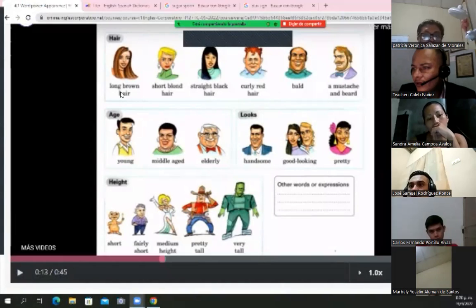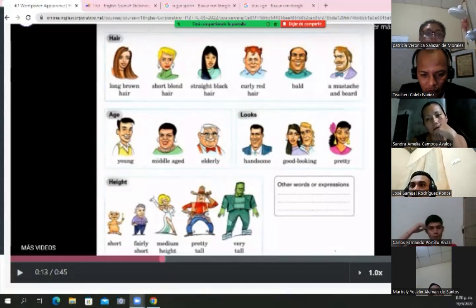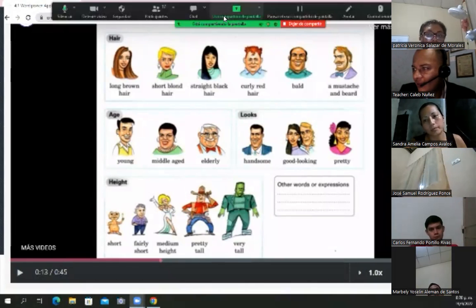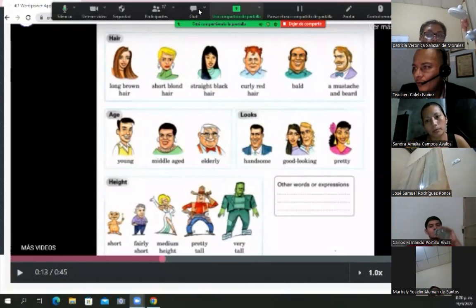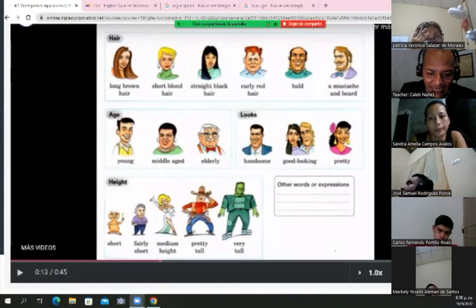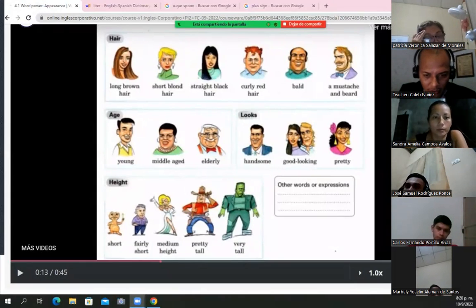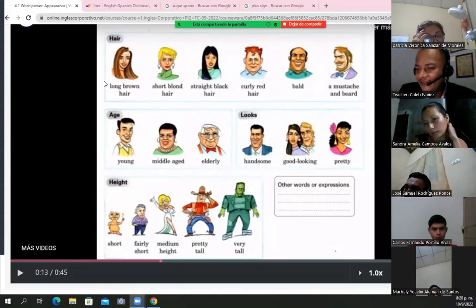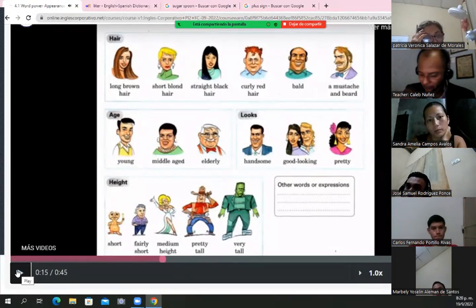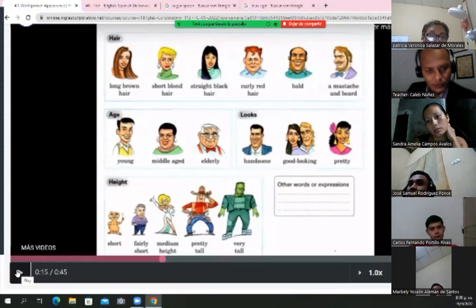Here, long brown hair. So what we got here is the shape plus the color plus the noun. What would be the noun in this case? Hair. Right. Next. Short blonde hair. Repeat. Short blonde hair.